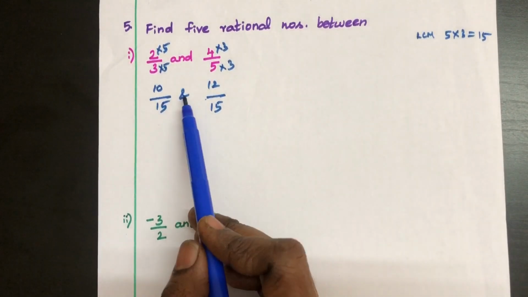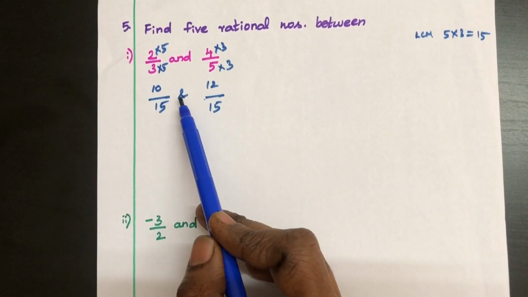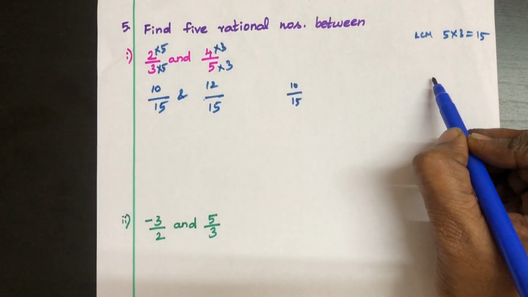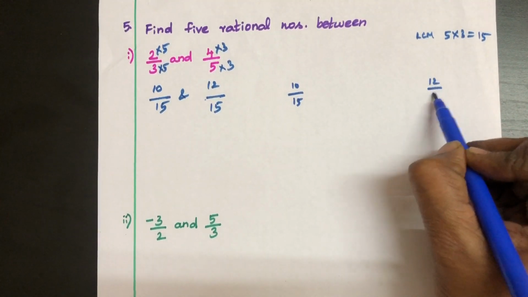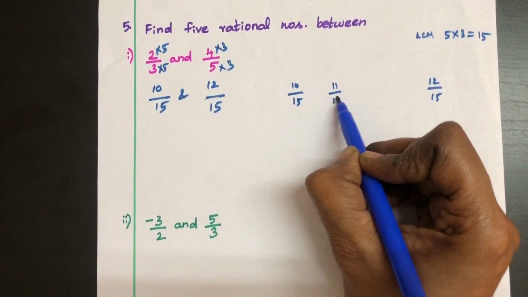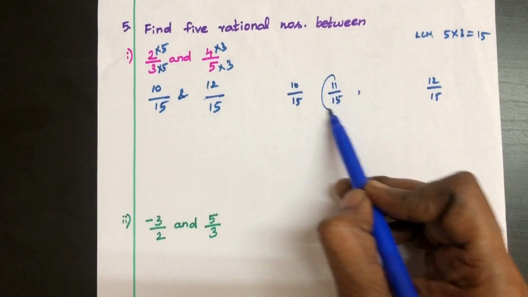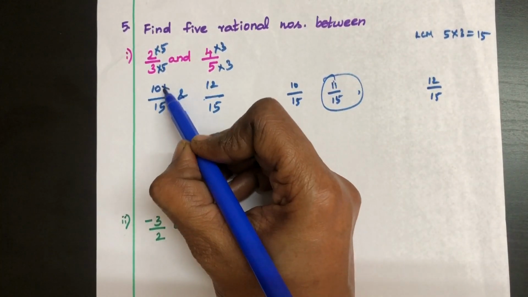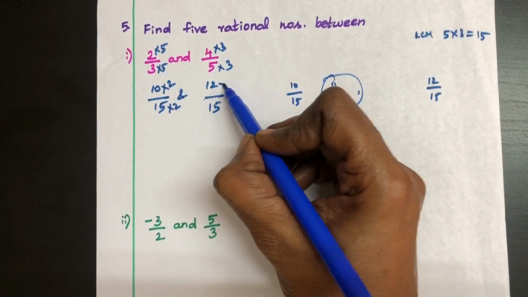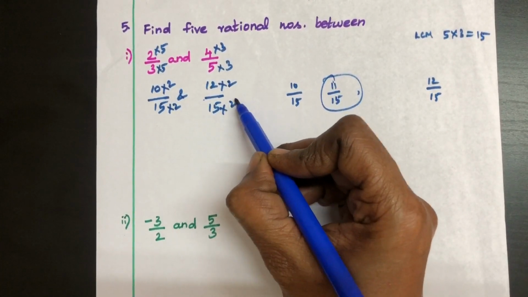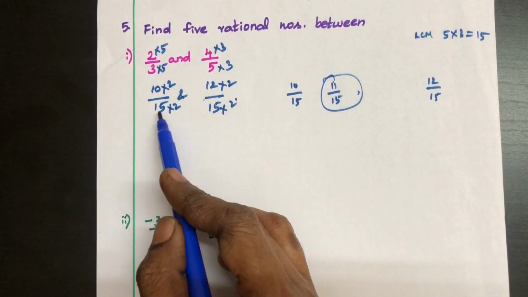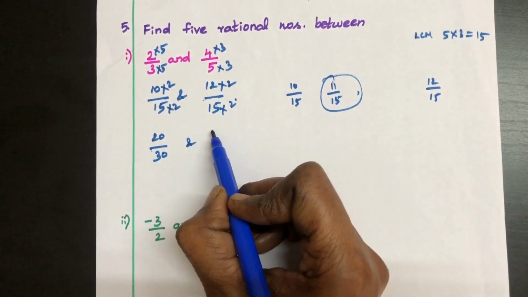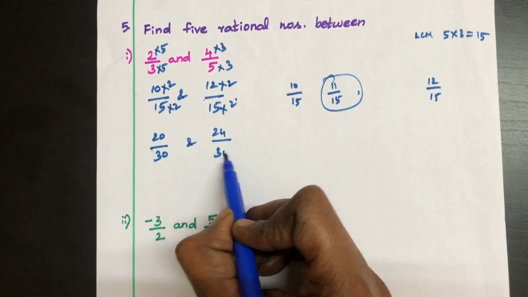Do you think there will be 5 rational numbers in between these numbers? No, right? Because 10 by 15 is there, and in between we need to find 5. Okay, 12 by 15. But see here, 11 by 15, only one number will come. It is not enough for us. So for that, what do we need to do? Just multiply it by 2. We will give a try, that's all. Into 2 into 2. That means here also the denominator will be the same. See here, 20 divided by 30 and 24 divided by 30.